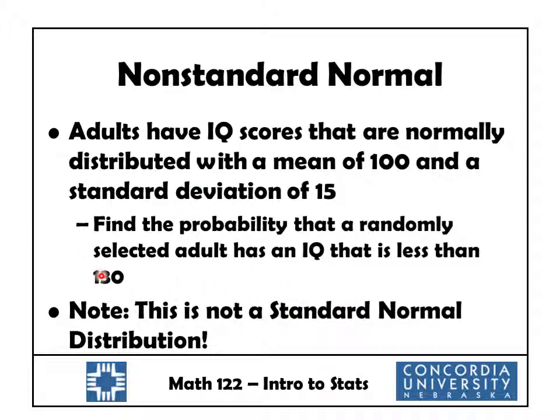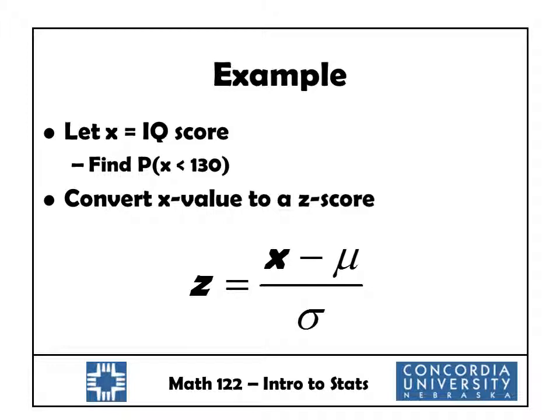So for instance, we found the probability that a randomly selected adult has an IQ less than 130. And so if we let x equal the IQ score, we're going to find the probability that x is less than 130. Now remember, we always use the variable z for a standard normal distribution, and then we used x for a more generic distribution. And so the first step was to convert the x value over to a z-score.